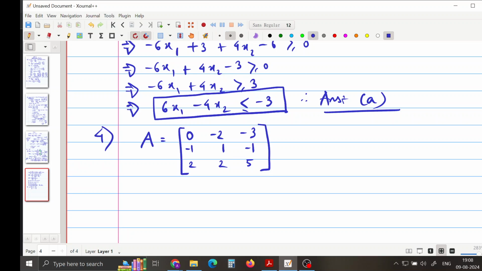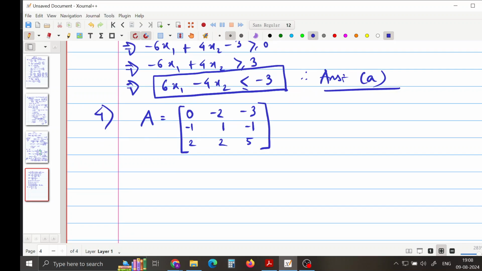So your task is to find the eigenvalues and eigenvectors of this matrix. Before finding eigenvalues, you form something called the characteristic polynomial. And how do you get the characteristic polynomial? You basically take the determinant of A minus lambda times identity.